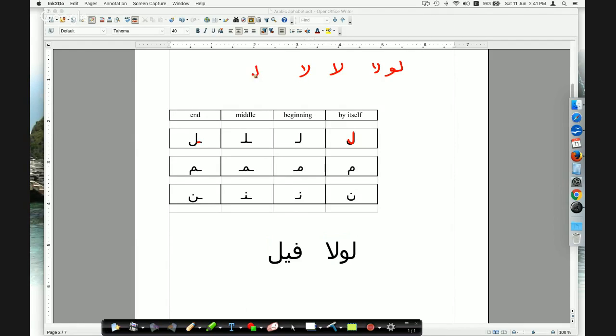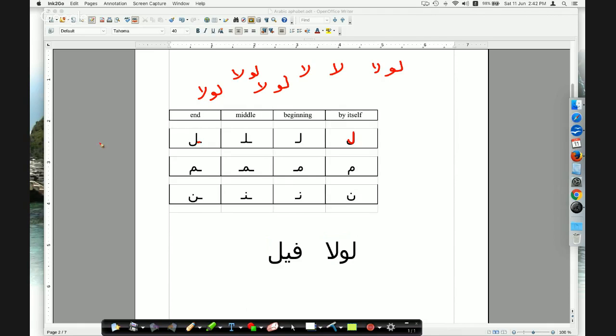So low, la. Low in the beginning like this, then wa. The wa does not accept connection from the left, one of the letters that don't accept connection, you remember, and then la, lawla. All right. So lawla, this is how we write it.